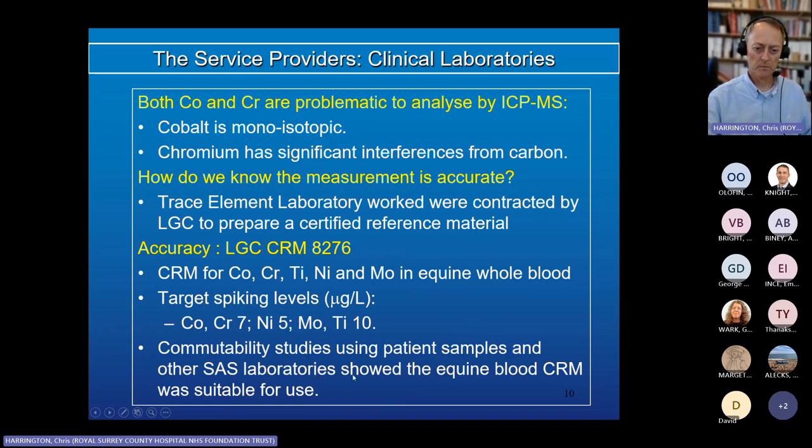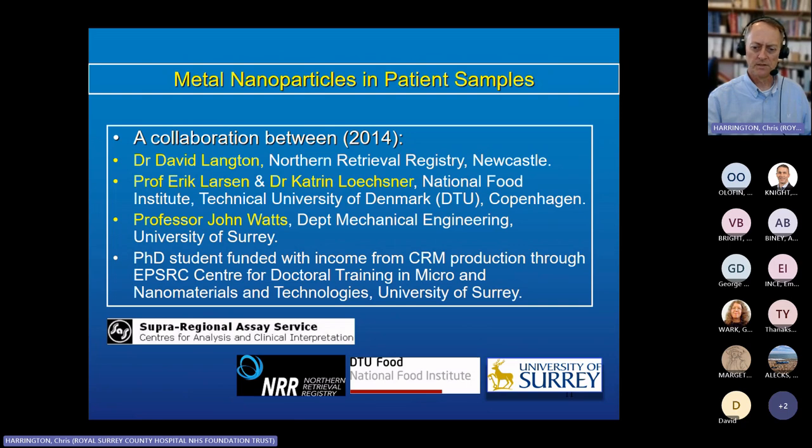And we also did some commutability studies against patient samples. That's where we showed that equine blood was a suitable replacement to show what it was like in human blood. So that then gave everyone a material that they could show their methods worked with. So that progressed to that stage.